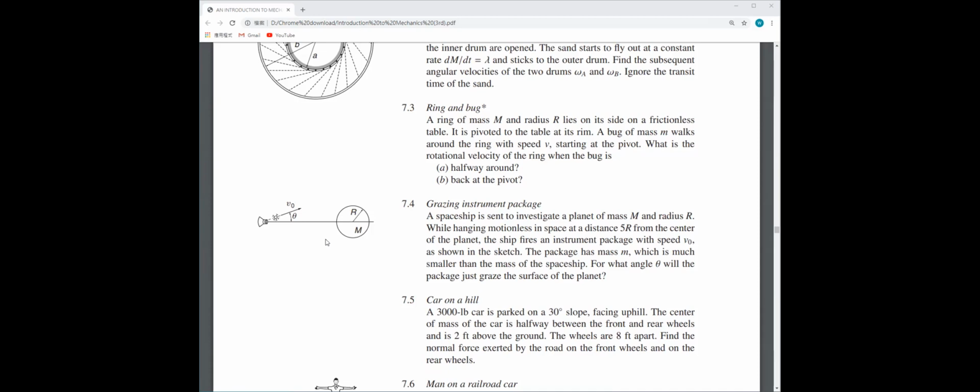Wait, can you just use... So what equation do we use in this question?